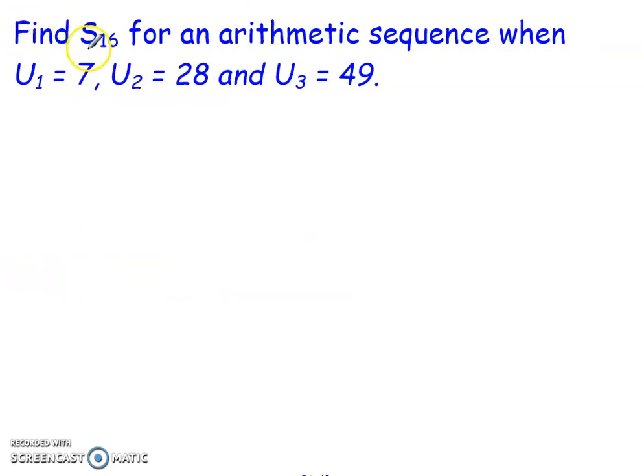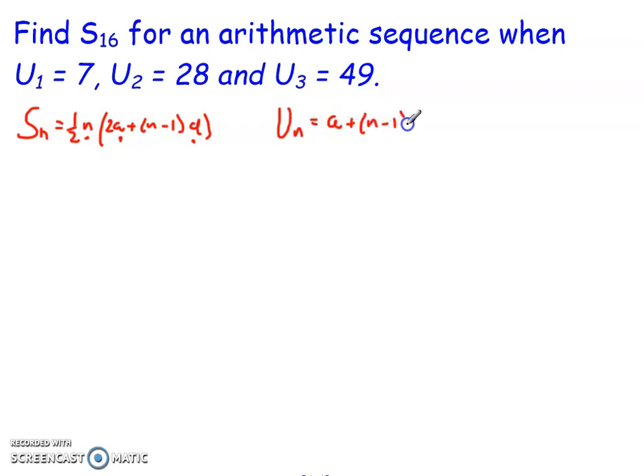So the first one, find the sum of the first 16 terms for this arithmetic sequence here. We know the formula we want is Sn is equal to a half n bracket 2a plus n minus 1 times d. Now for this to work, there's three things we need. We need to know n, how many terms, we need to know the a, and we need to know the d. Now the a and the d we get from the fact that un is equal to a plus n minus 1 times d. We're able to work it out from that and then put them into this formula here.